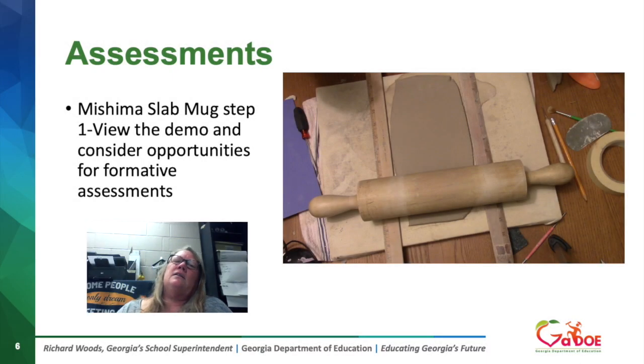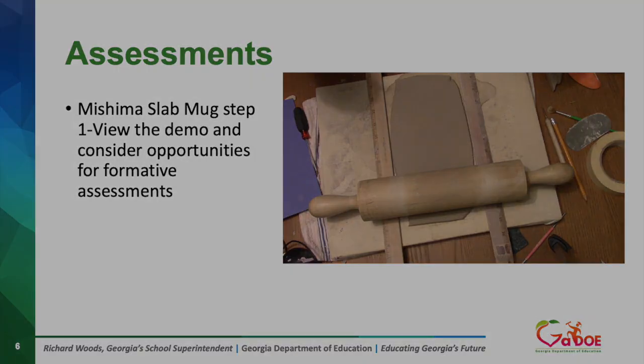So the video here is step 1 of the slab mug with the Mishima design. This first step, as you watch it, I would suggest looking for opportunities for formative assessment.